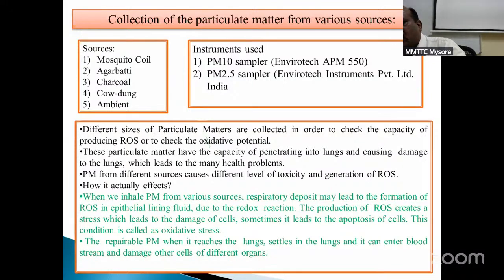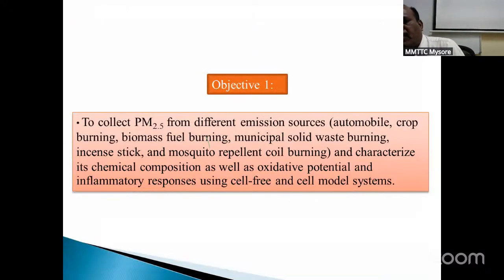What may be in the mosquito coil PM? What may be in the agarbatti? What is there in charcoal? What is there in cow dung? That we have done, and ROS also we kept. I'll skip many; I'll go a little faster.